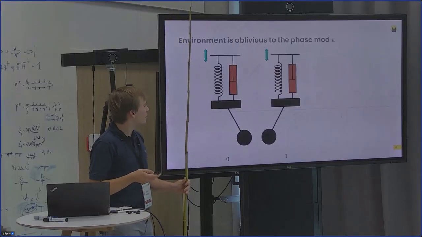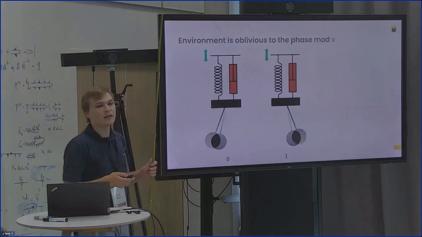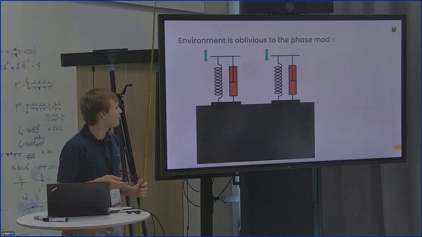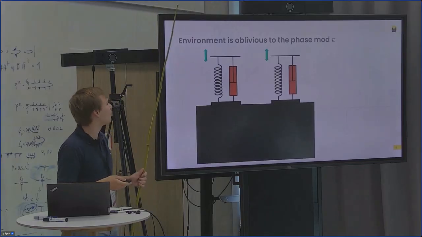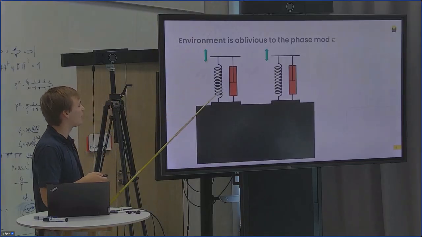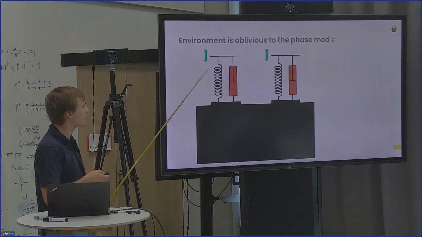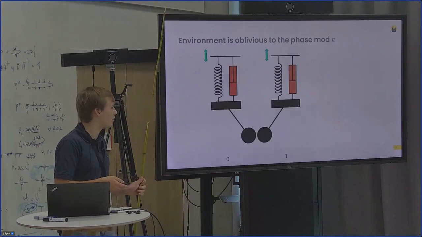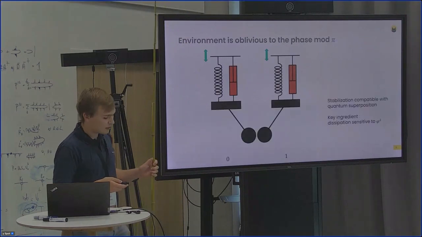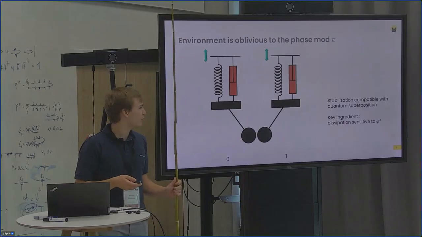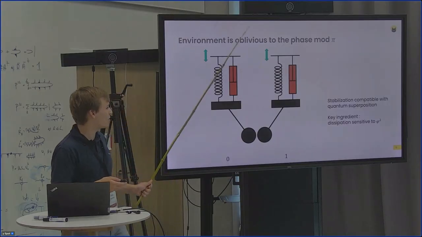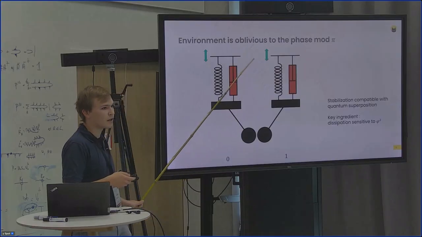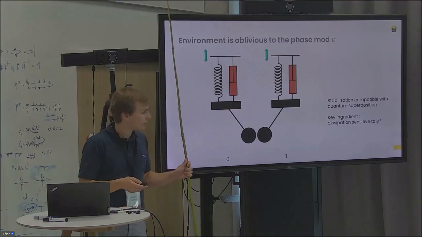And this is compatible with quantum computing because in that case, the environment is completely oblivious to the phase of your system. If you just hide this part, then the environment, which is represented here by this oscillator, is completely oblivious to the state of the system below it. So this kind of stabilization is compatible with quantum superposition, and the key ingredient, if you want the equation, is that the dissipation here will be sensitive to phi squared. If you are in 0 or pi, then phi squared will be the same.